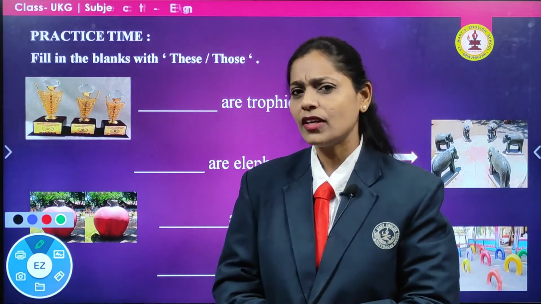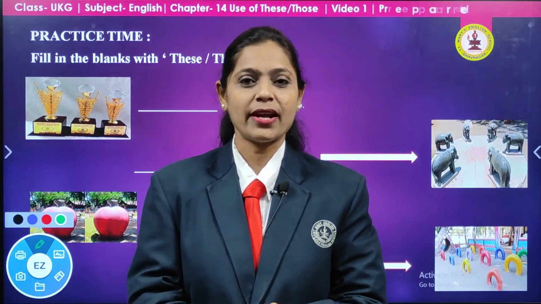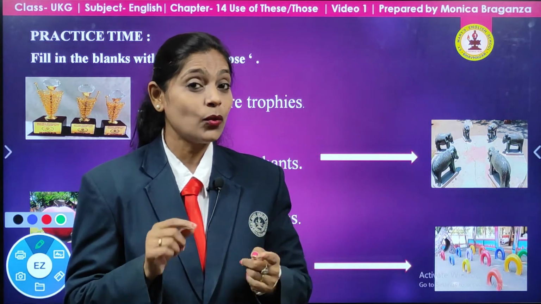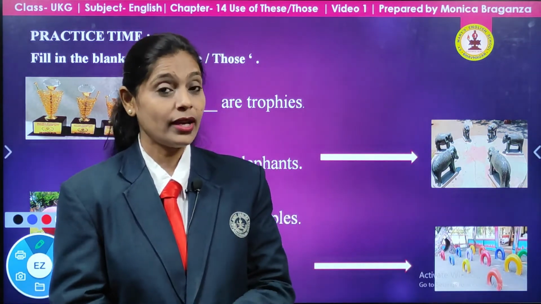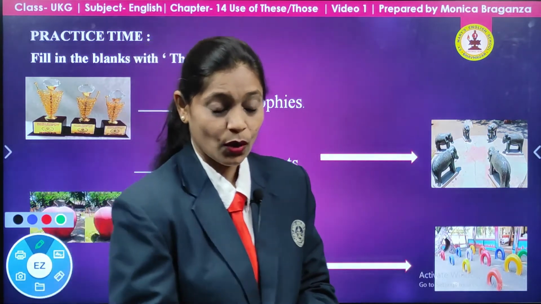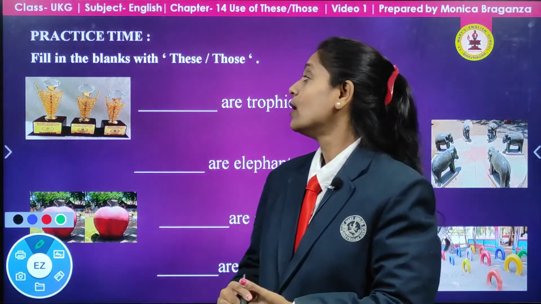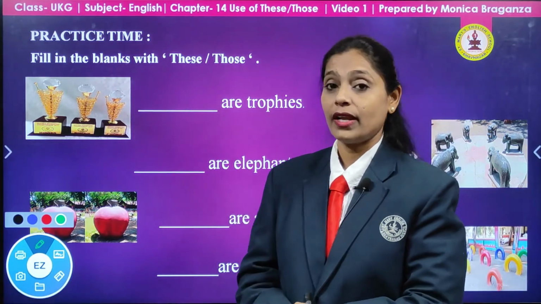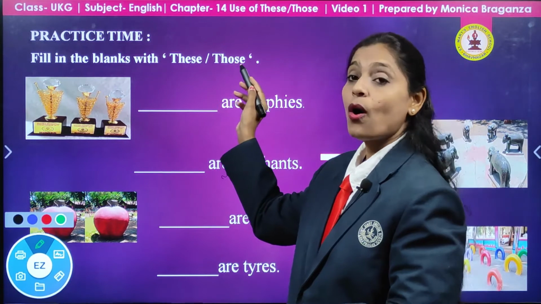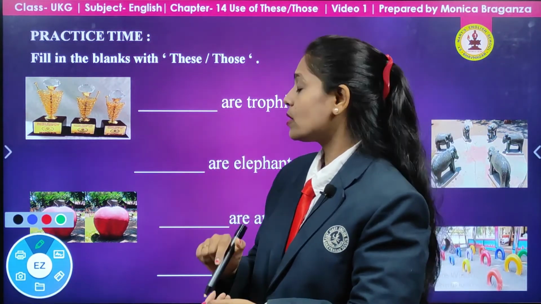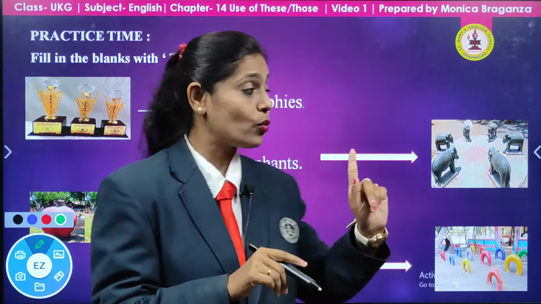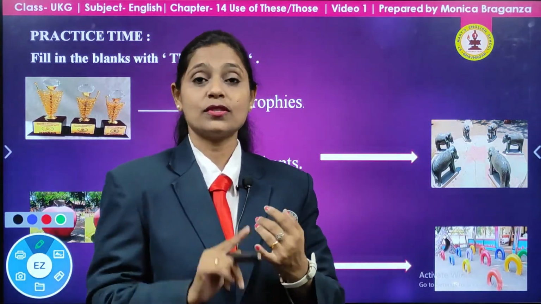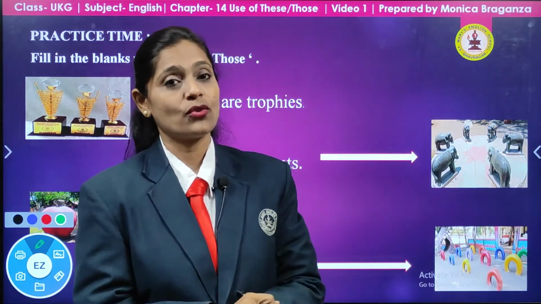Okay, now here we are going to do some practice work. So for that, what are you going to do, children? You will be ready with your pencil, your eraser and your book. So all of you come on, be ready. Look here on the board. Yes, we are going to write, fill in the blanks with these or those. Look at the picture and when the things are far, what do we have to look for? Arrow. Arrow means it is far from us, right? So now you must know when to write these and when to write those.